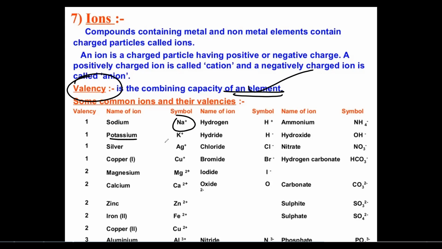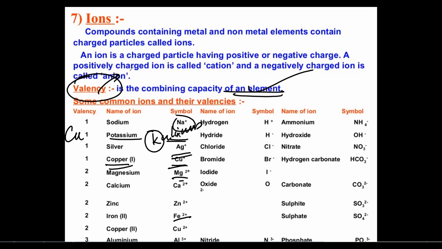Sodium is Na plus, potassium is K plus. Why does potassium have K? Potassium is known as kalium, and therefore we took K. Silver is Ag, argentum. Copper is cuprum, iron is ferrum, copper is again cuprum. Copper has multiple valencies.